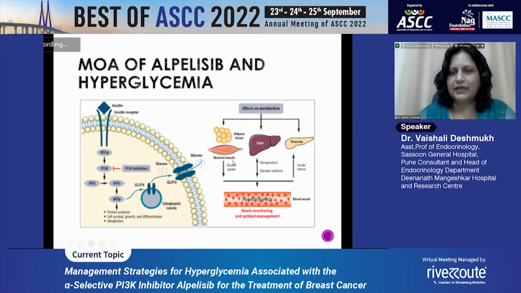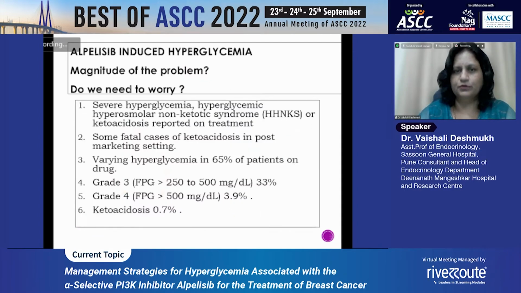So it's a state of insulin resistance where you have high insulin in the body, high glucose in the body, and that is producing hyperglycemia. That is why we say that this drug is known to cause insulin resistance. So insulin resistance is the mechanism by which hyperglycemia occurs with alpelisib usage.